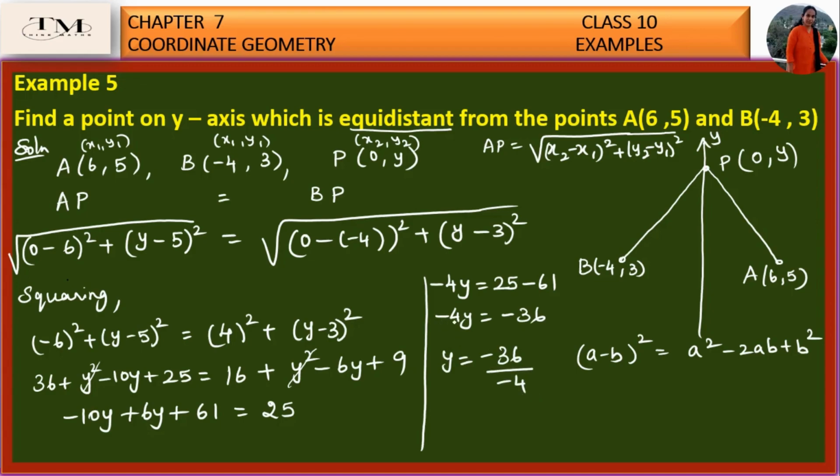This minus 4 is in product. When we change the sign, it will be in division. So the negatives get cancelled. 36 by 4: 1 4s are 4, 9 4s are 36. So y is equal to 9. So the point P is 0 comma 9. So point P is at equidistance from A and B. Okay, so this point satisfies AP is equal to BP.